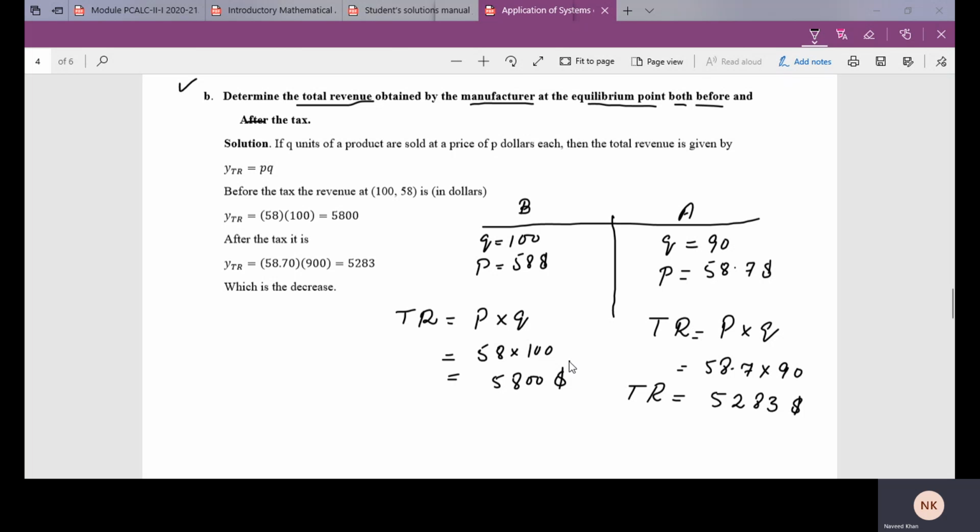Now if I compare the total revenue before the tax and after the tax, definitely the tax will affect the total revenue and it will decrease. We can see this is 5,800 and this is 5,283, which is a decrease. Okay, dear student, so this was the first question, thank you very much. Let's go toward the second question, which is break even point.